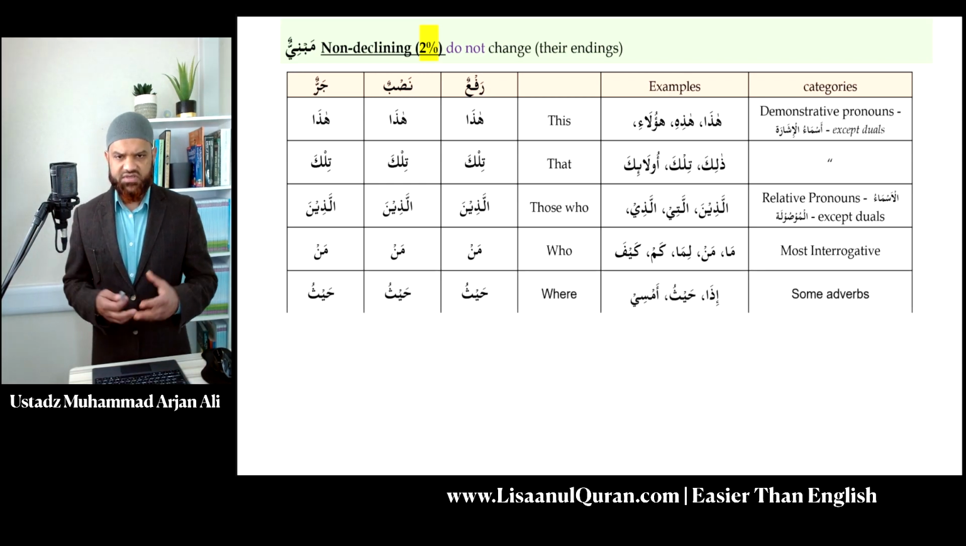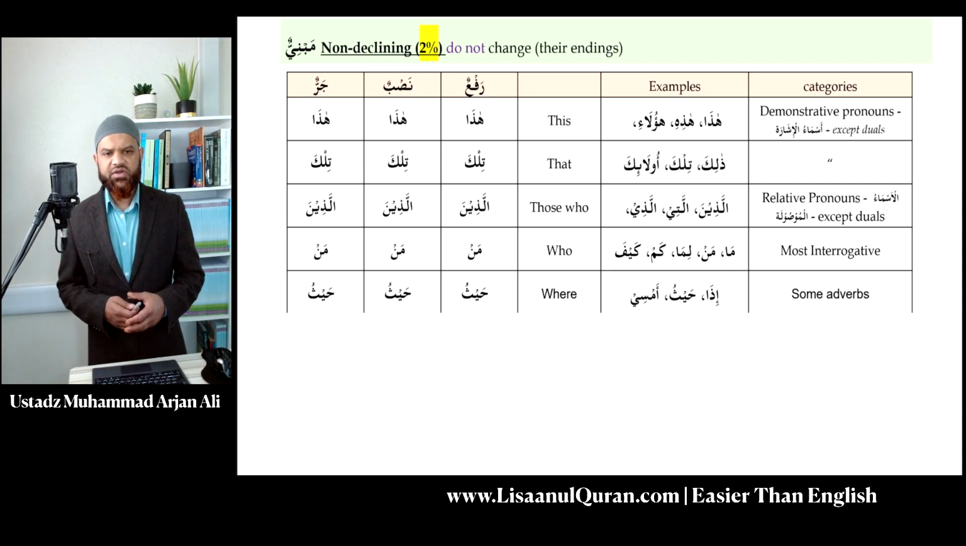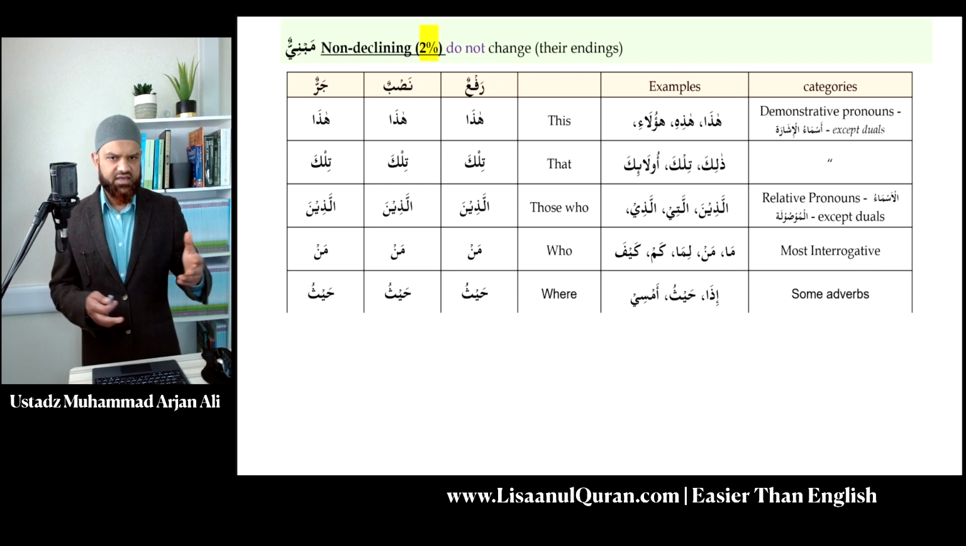Next are adverbs. Some of them, not all, are also mabni, non-changing. For example, we have one here, haythu, haythu, haythu. Idha, idha, idha. Again, you'll come across idha many times. It's used quite extensively in the Quran. It will not change its ending in all 3 different i'rab, rafa, nasab, and jar.